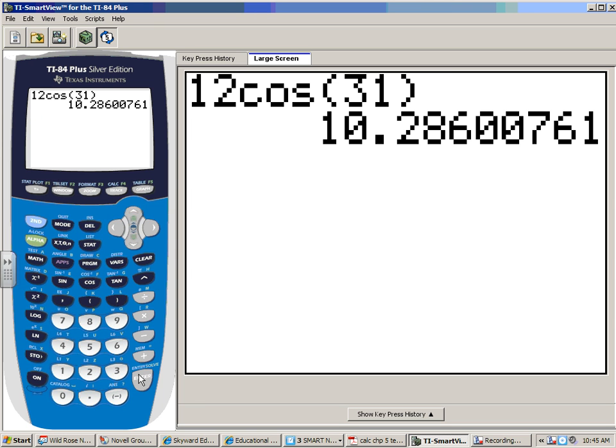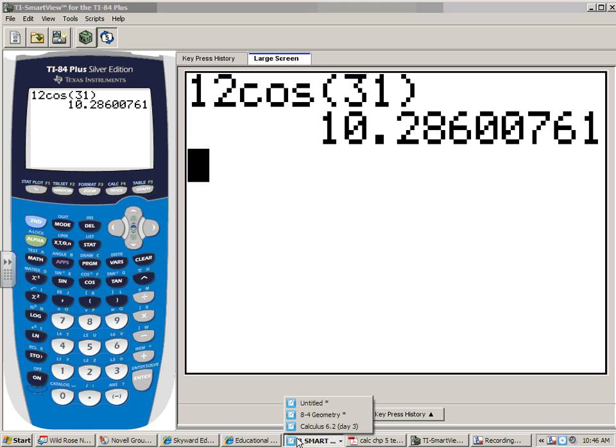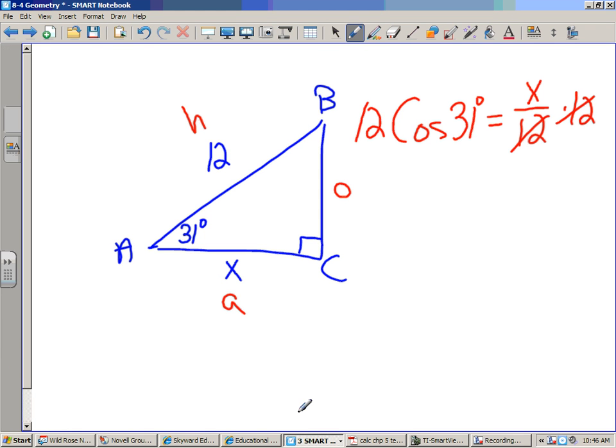10.3 if we round to the nearest tenth. That's believable, right? That's a possible answer. Okay, and that's exactly what it would be. It'd be 10.3.